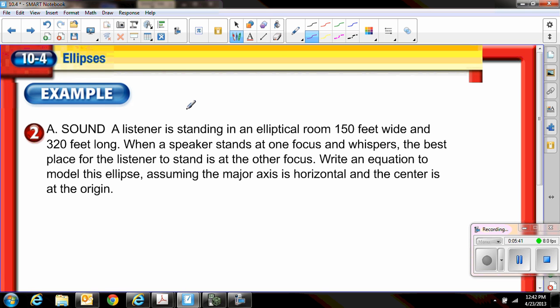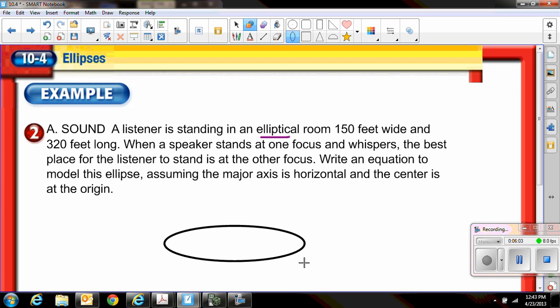Let's try another example here. A listener is standing in an elliptical room 150 feet wide and 320 feet long. When a speaker stands at one focus and whispers, the best place for the listener to stand is at the other focus. Write an equation to model this ellipse, assuming the major axis is horizontal and the center is at the origin. So, major axis horizontal. So let's put it this way.